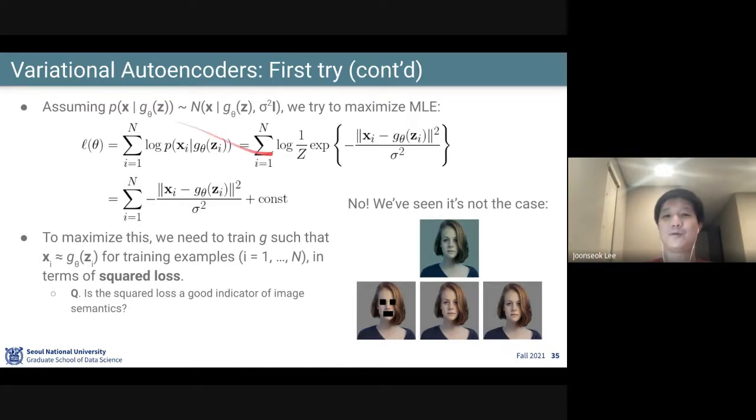They tried to generate the images under this assumption. Okay, let's assume our distribution is Gaussian, and let's try to do the maximum likelihood as we do for a lot of machine learning models. And then, boom, it turns out to be just minimizing the squared loss, and it actually does not convey the semantics of the image. Okay, so it failed. What should we do?